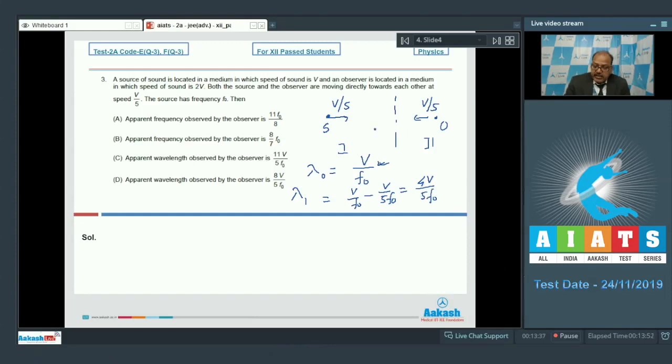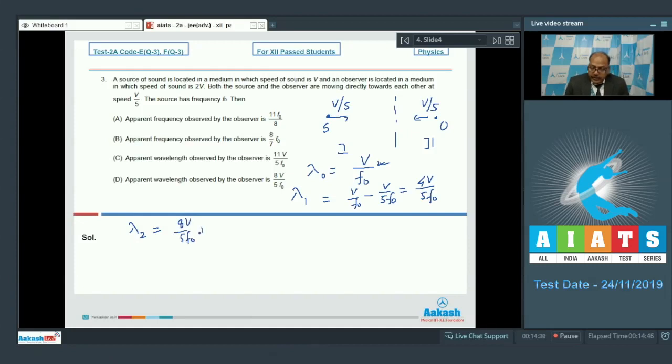Now, as the wave is entering into medium 2, the speed is doubling. This clearly means that the wavelength will also double because the frequency will not change because of change in medium. So that means lambda 2 is equal to 8V by 5 F naught.